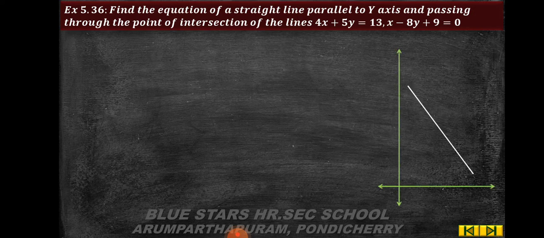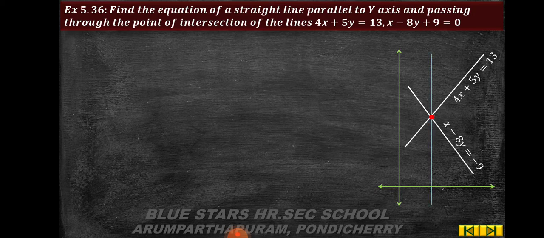Here you have one graph, x-axis and y-axis, and the line is x - 8y = -9. We just take the constant term to the right hand side, so it becomes minus 9. Then the other line is 4x + 5y = 13. So you get a point of intersection. You have to find the equation of the line.